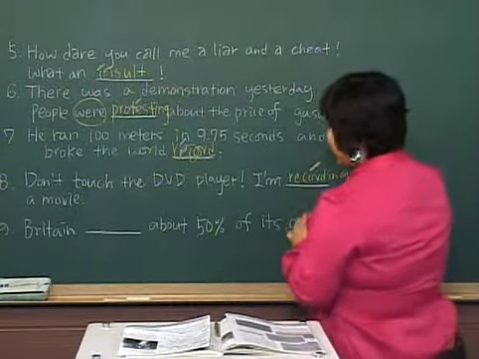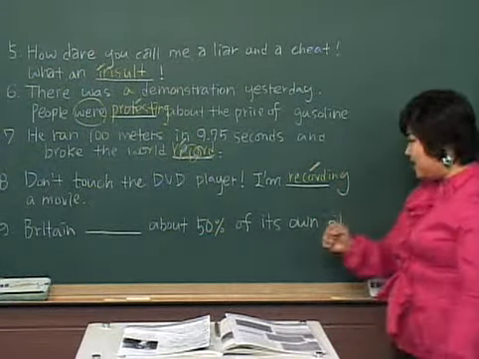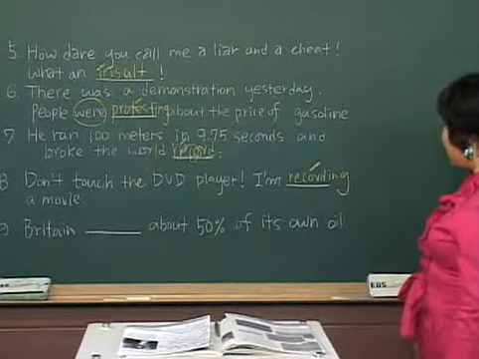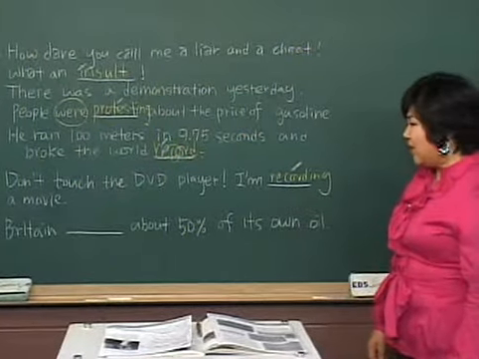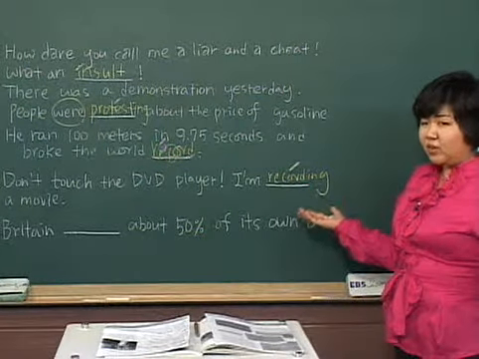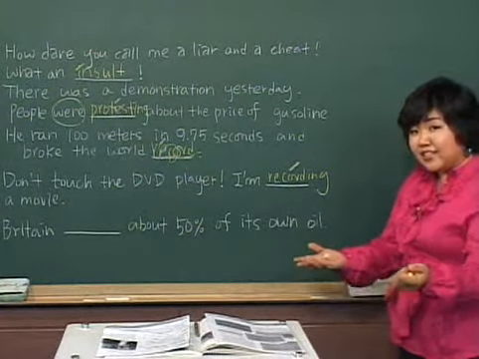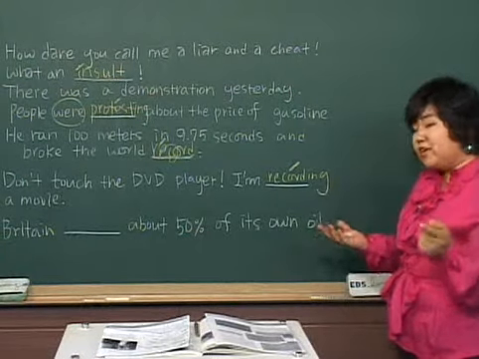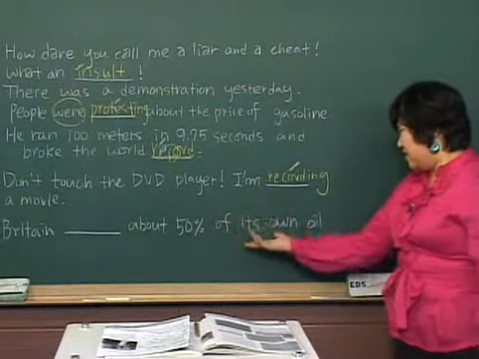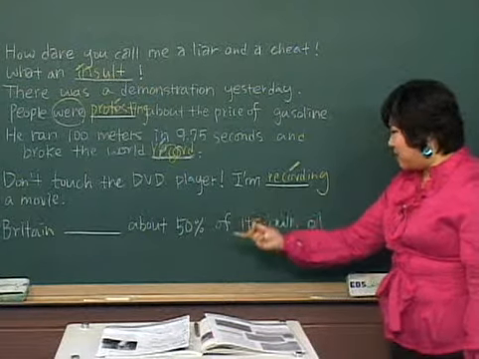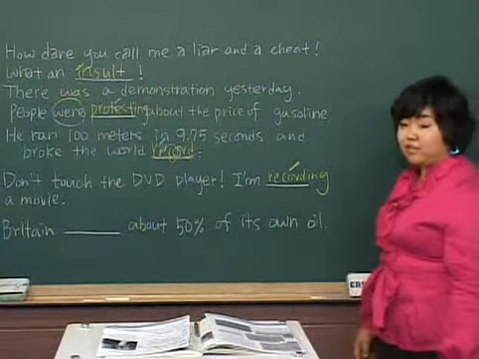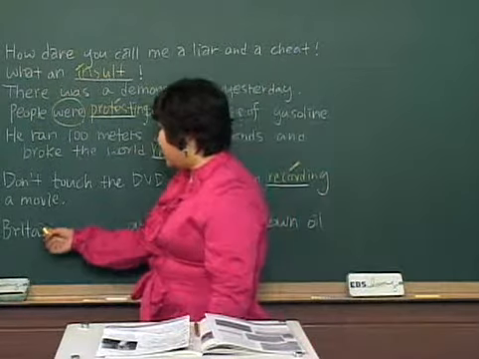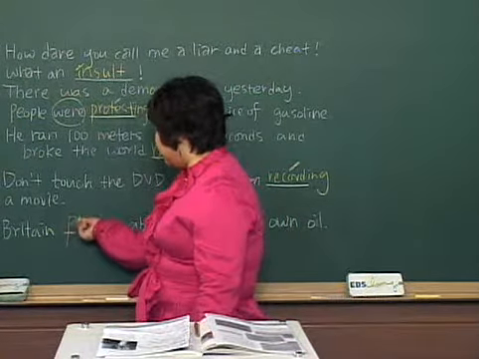It sounds like that, right? And the last question, Britain blank about 50% of its own oil. Wow, how lucky is that country? Korea is not an oil producing country, but now it is. Now we produce a little, but not as much as Britain. Britain produces about 50% of its own oil. Wow, that's great. So Britain produces is needed.